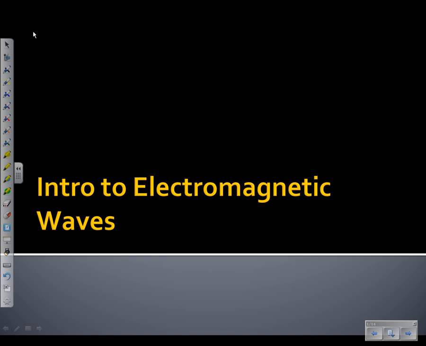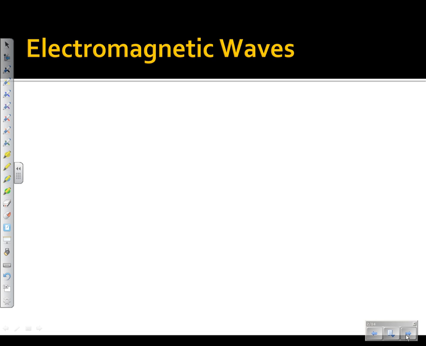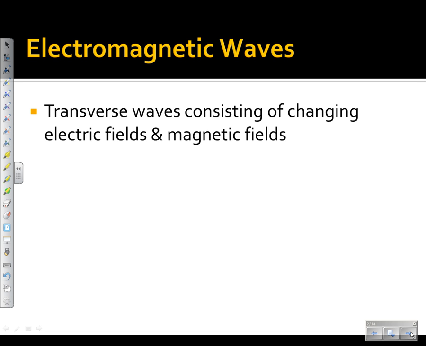Alright, with that being said, let's go here. Electromagnetic waves. By definition, electromagnetic waves are transverse waves consisting of changing electric fields and magnetic fields. That's what the definition of an electromagnetic wave is. I'll give you a visual here in a second. So transverse waves consisting of changing electric fields and magnetic fields.